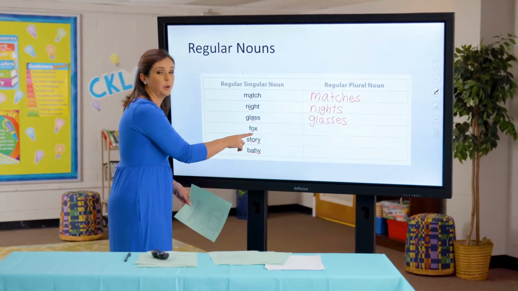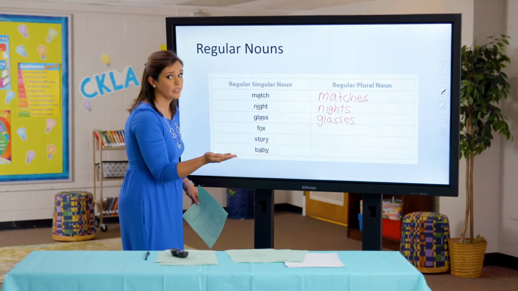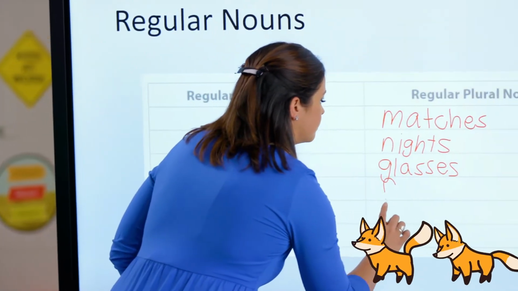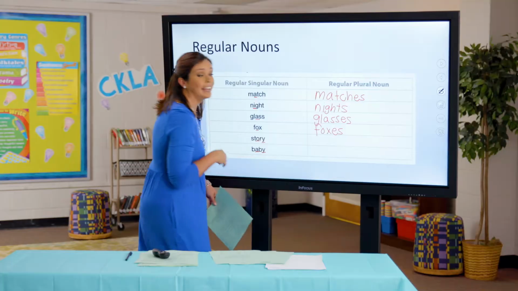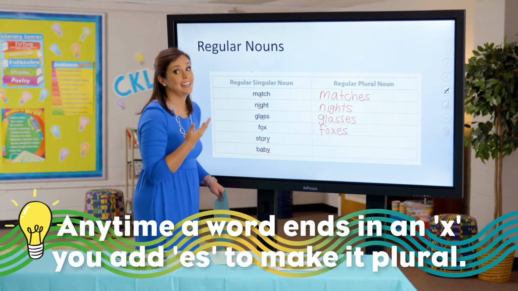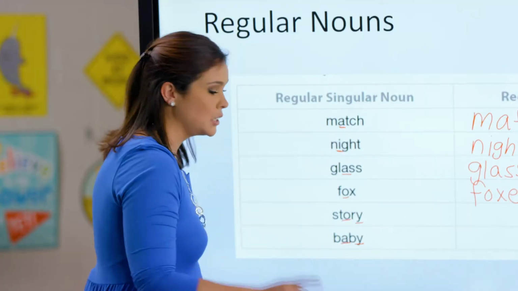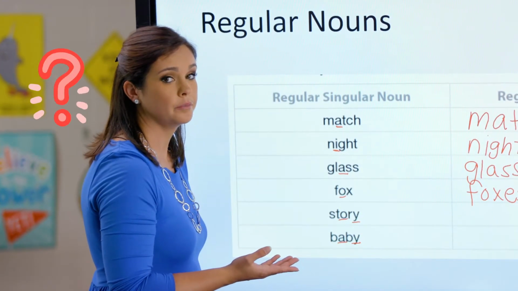Take a look at the next word, fox. What is the plural version of fox? Right, foxes. Anytime a word ends in an X, we add ES to make it plural. The next word is story. What's the plural version of story?